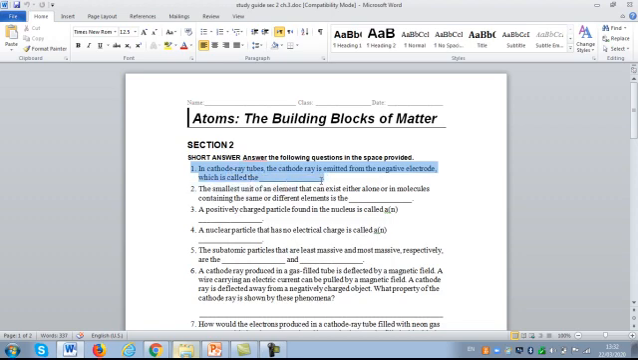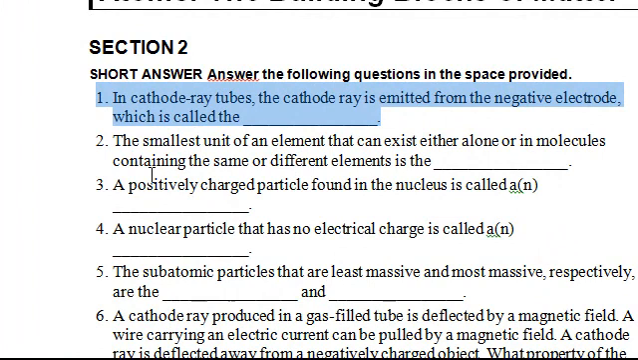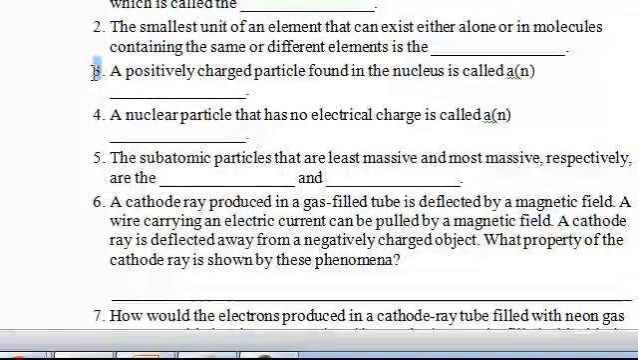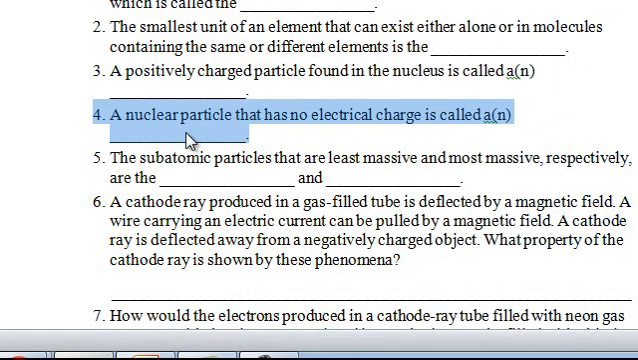Number 1: in the cathode ray tubes, the cathode ray is emitted from the negative electrode, which is called what? Think. The cathode. The smallest unit of an element that can exist either alone or in molecules containing the same or different elements is called the atom. A positively charged particle found in the nucleus is called, of course, the proton. The nuclear particle that has no electric charge is called the neutron.